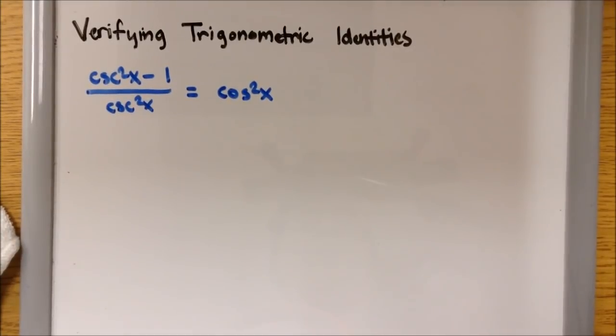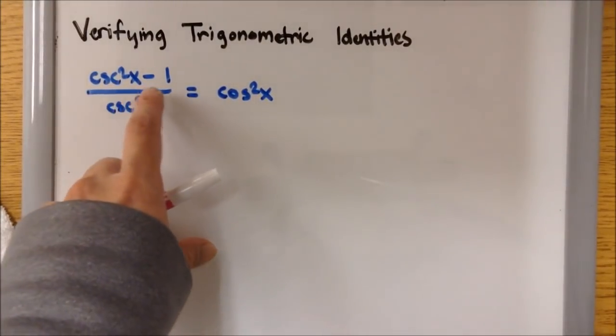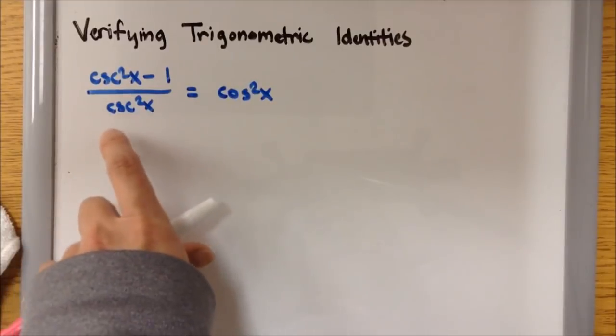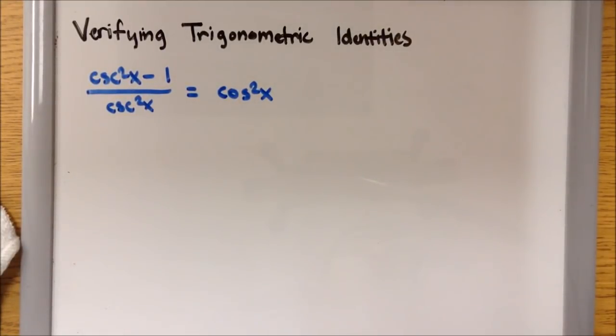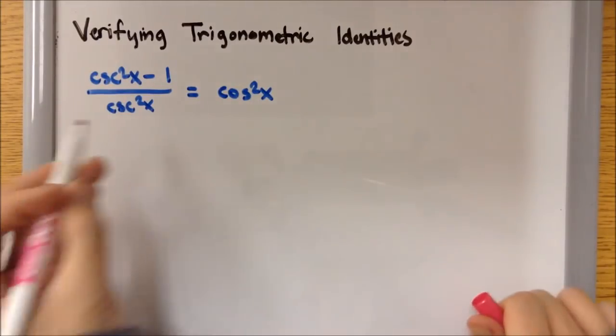Alright, in our first example, we have cosecant squared x minus 1 over cosecant squared x equal to cosine squared x. Now you know what your expression should equal. When it comes to verifying trigonometric identities, basically, we're going to work on the complex side, the complicated side. So we're going to work on the left side.